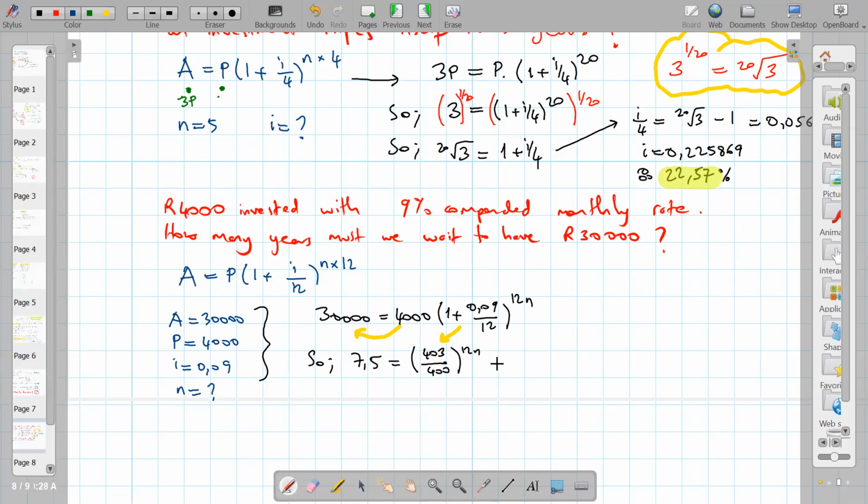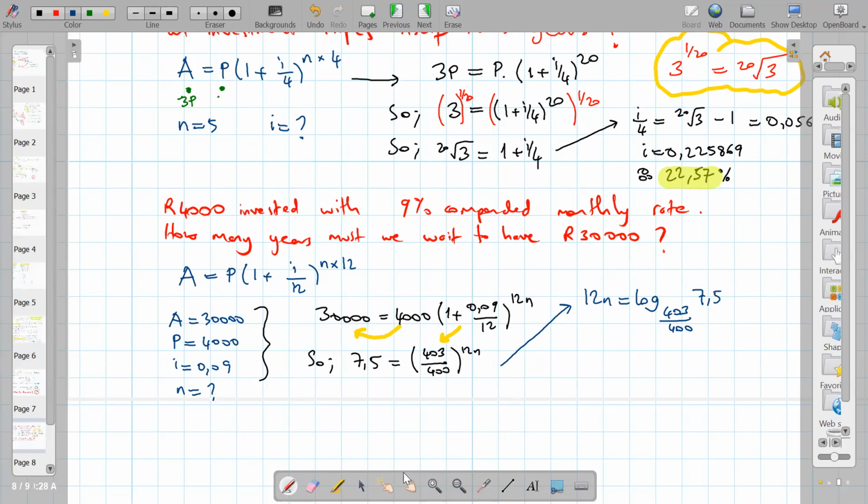Now, this is the time you will use log. 12n is equal to log, base 403 over 400, of 7.5. You don't really have to do this. You can leave the base as 1 plus 0.09 over 12. You can leave it like that, no problem. But that thing you will write here as it is. Even this part, you can leave it as it is.